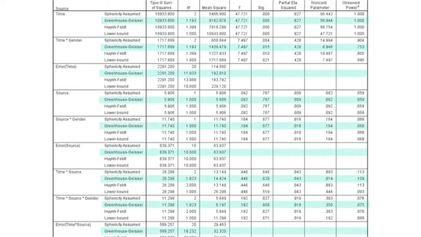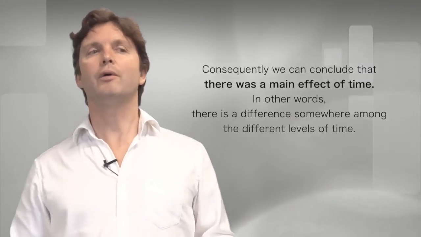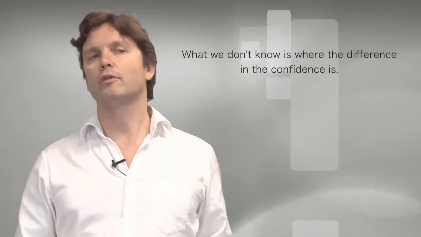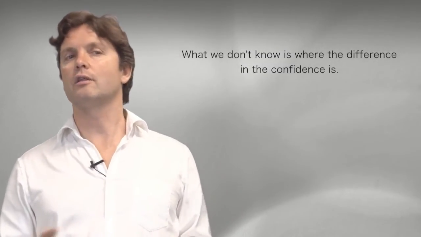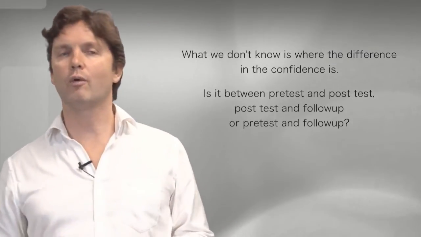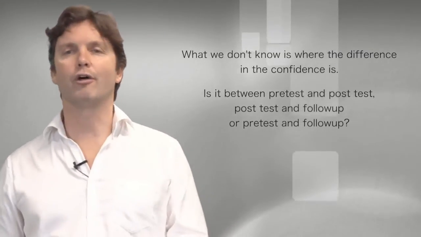Looking at the main effect of time, we can see that the F ratio is 47.721. As you can see, it's significant with a sig value of 0.000, which is definitely less than 0.05. Consequently, we can conclude that there's a main effect of time. In other words, there's a difference somewhere among the different levels of time. What we don't know is whether the difference in the confidence is between pre-test and post-test, or between post-test and follow-up, or between pre-test and follow-up?